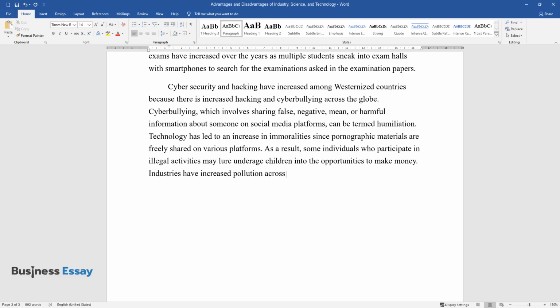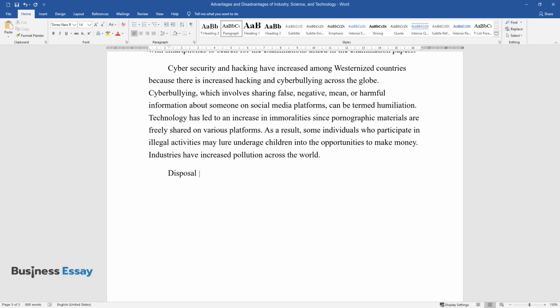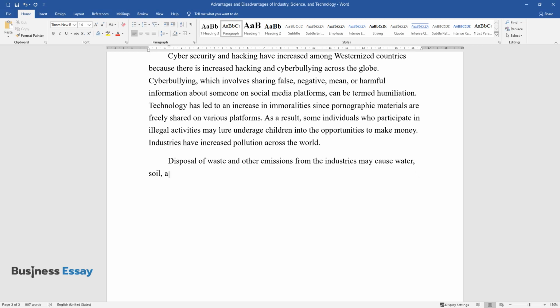Industries have increased pollution across the world. Disposal of waste and other emissions from the industries may cause water, soil, and air pollution, impacting the living and non-living things on the Earth.